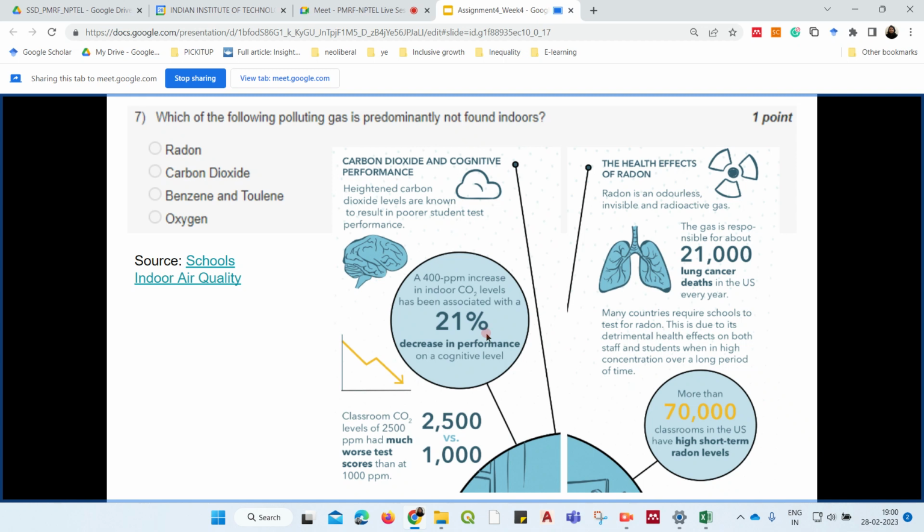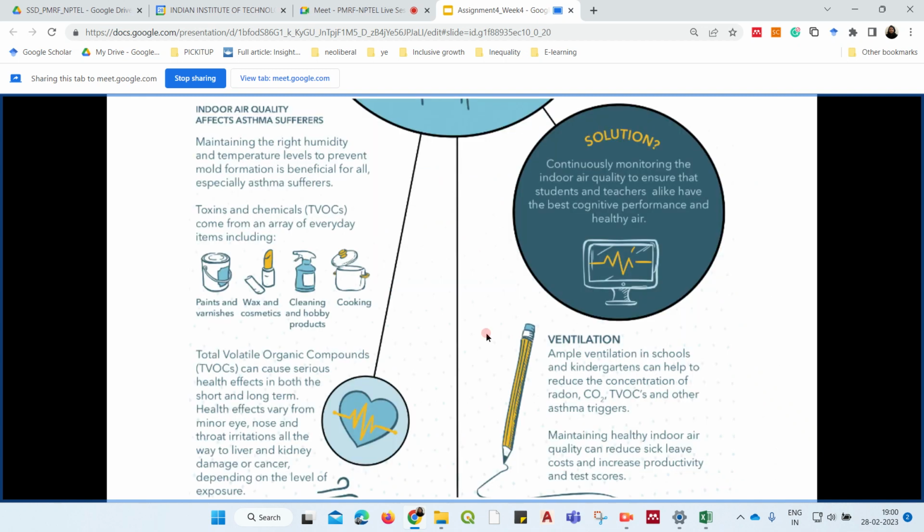Then another gas or other toxic gases which the study talks about is TVOCs. So TVOCs are total volatile organic compounds. So it can occur in an array of different elements like paints and varnishes, wax and cosmetics, cleaning products, even in cooking elements.